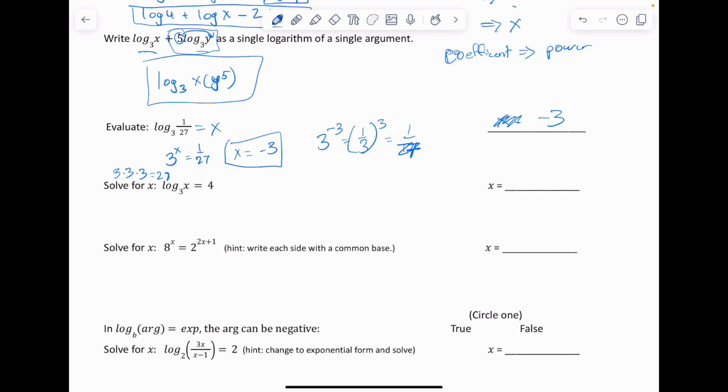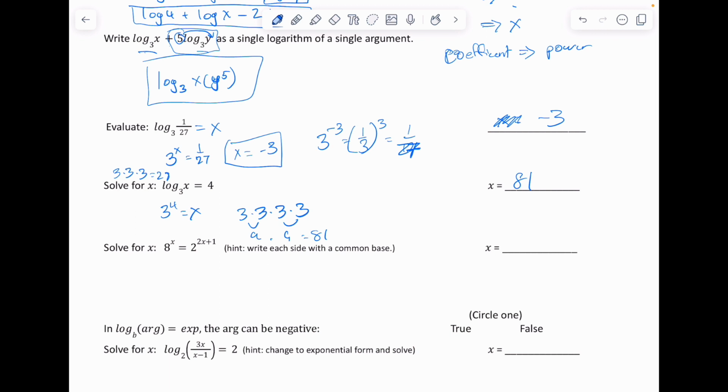This one we're actually solving for x. I like to switch it into exponential form. So 3 to the 4th equals x. That's just going to be 3 times 3 times 3 times 3. This gives me 9. 9 times 9 equals 81. I'm pretty sure that was exactly the question that we had on the quiz.